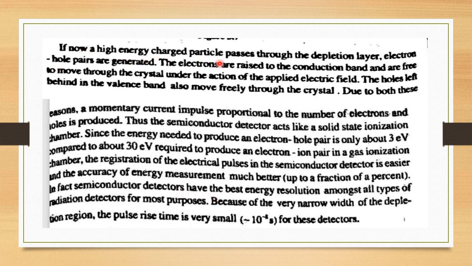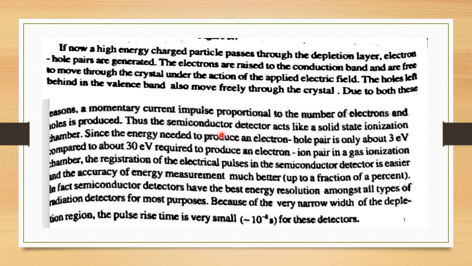Now, if a high energy charged particle passes through the depletion layer, electron-hole pairs are generated inside it. The electrons are raised to the conduction band and are free to move through the crystal under the action of the applied electric field. The holes left behind in the valence band also move freely through the crystal. Due to both of these, a momentary current pulse proportional to the number of electrons and holes is produced. So these produced electron-hole pairs move to the corresponding electrodes and produce a momentary current impulse.